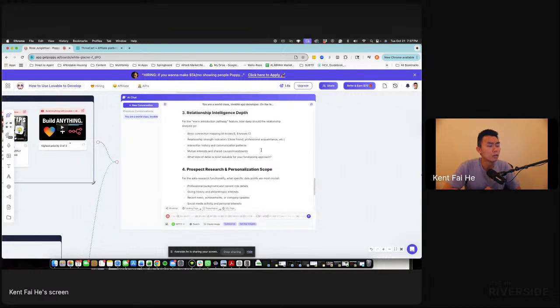Now, relationship intelligence step. For the warm introduction pathway, how deep should the relationship analysis go? Basic connection, A knows B, B knows C. Yes, it should definitely have basic connection mapping. Relationship strength indicators. Yes, that would be nice, but it's going to be really hard to figure out what the relationship strength indicators are unless they've been on a podcast or in a picture together, honestly.